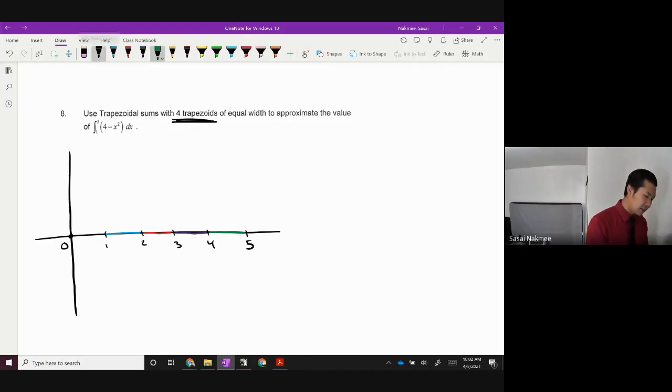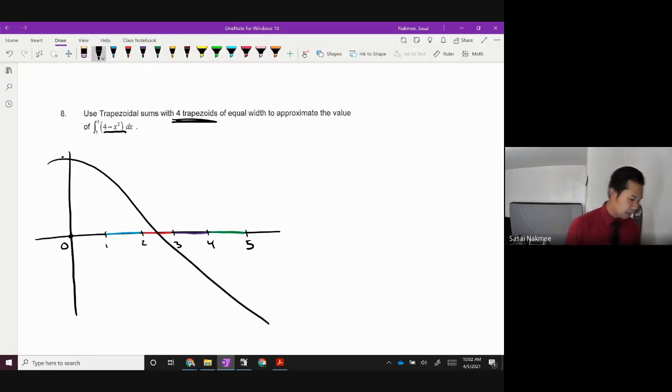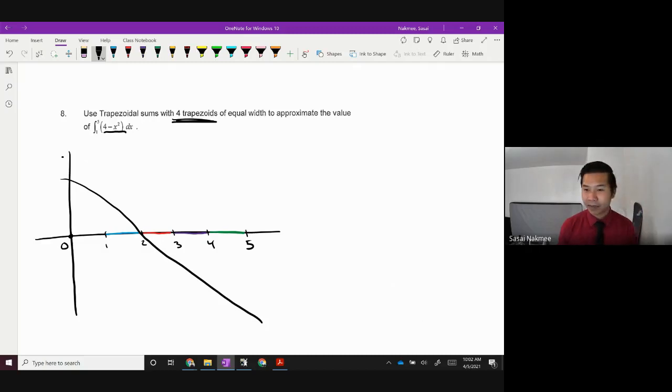4 minus x squared looks something like this, I believe. I think it's supposed to curve down, so my drawing is a little bit terrible here. It looks something like that. I think it crosses at 2 though, so I'm going to make it like this. Something like that, right?